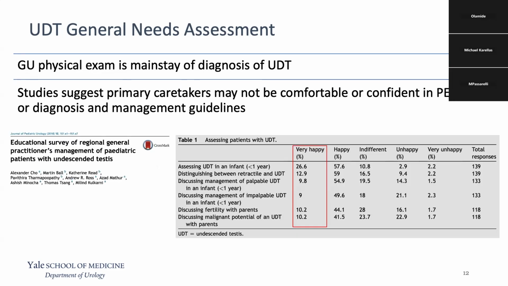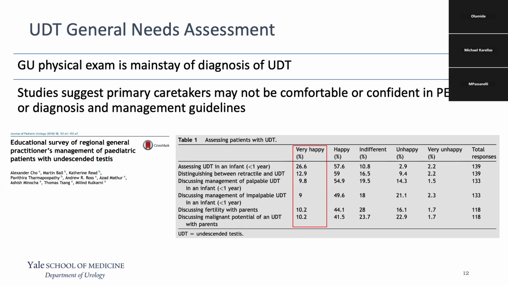As another example, this was a survey done in the UK in 2016 of general practitioners. They were asked to talk about how happy they felt when assessing patients with undescended testicles. As you can see here on the left in red, just over a quarter felt very happy with assessing undescended testicles in an infant boy. And even fewer felt very happy with knowing what terminology to use when taking care of these patients, discussing diagnosis strategies and management decisions, both with colleagues, with the patients, and with the pediatric urologist.